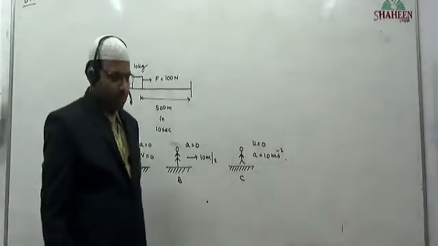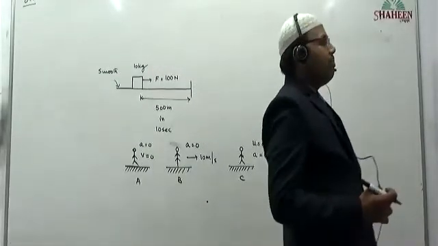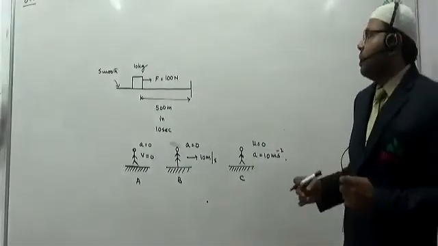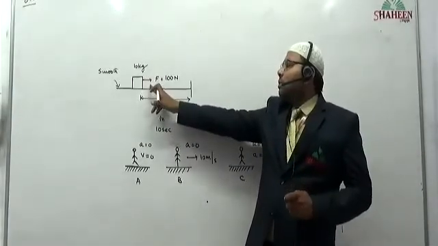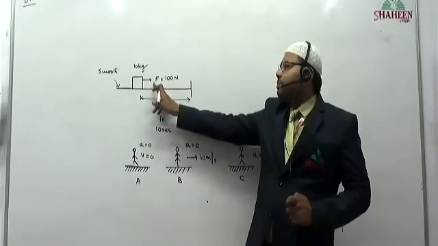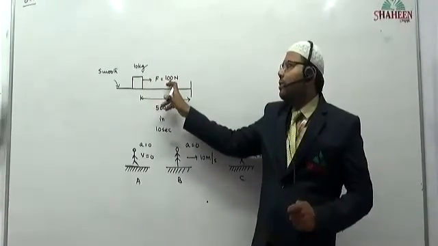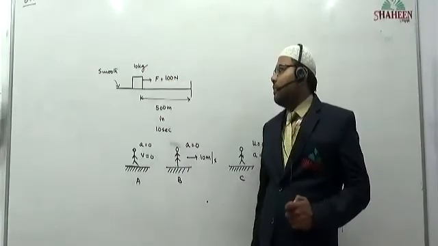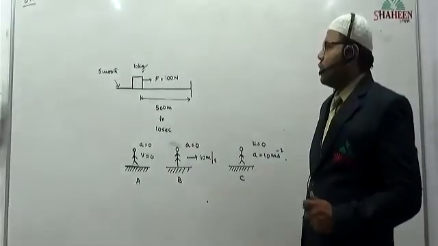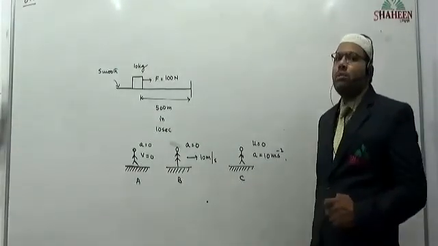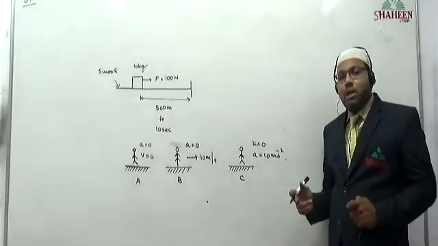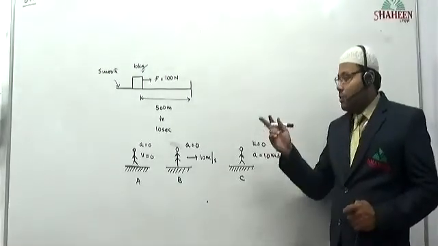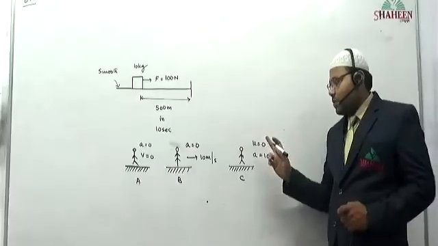Now pay attention. This is the block. It is dragged by the force of 100 Newton. Mass of the block is 10 kg. Now, students, we need to calculate what is the work done by the force F. But that work done, who is observing? Observer A, observer B, and observer C also.